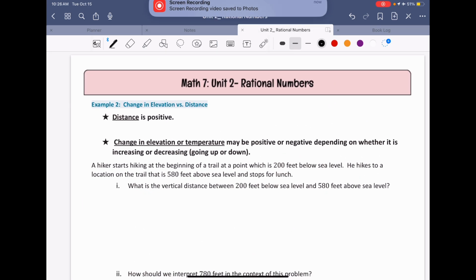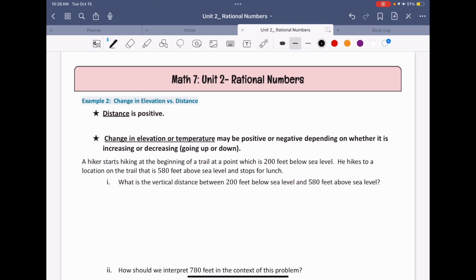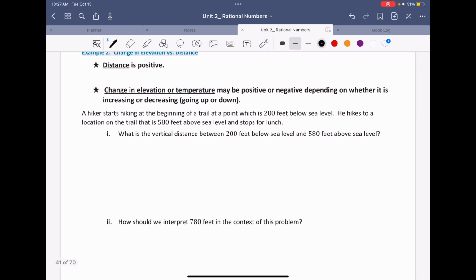So example 2, change in elevation versus distance. So remember, distance is always going to be positive. When we talk about a change in elevation or a temperature, it could be positive or negative depending on whether it's going to increase or decrease, so if it's going up or going down. So our first example says, a hiker starts hiking at the beginning of a trail at a point which is 200 feet below sea level. He hikes to a location on the trail that is 580 feet above sea level and stops for lunch. What is the vertical distance between 200 feet below sea level and 580 feet above sea level?